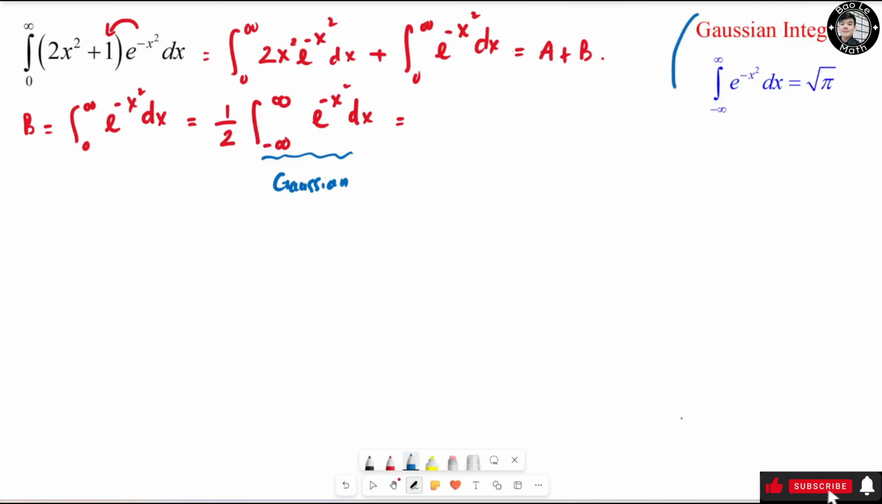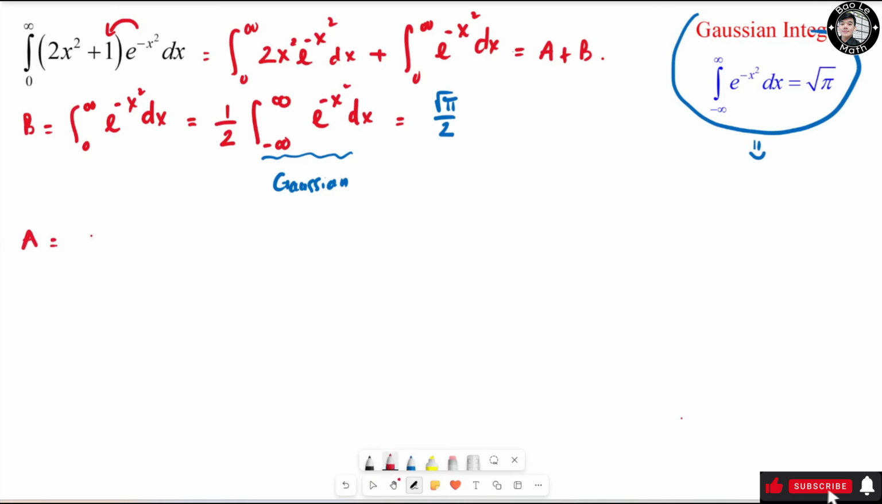The Gaussian integral is right here, so this is actually root pi over 2. Now, if you want to learn how to prove this formula, please check out the link in the description below. Now we're going to solve A.